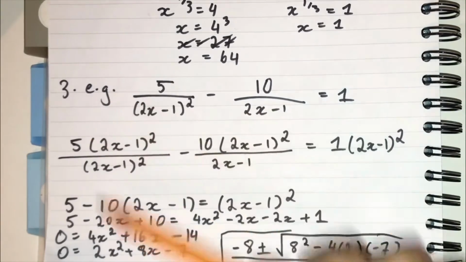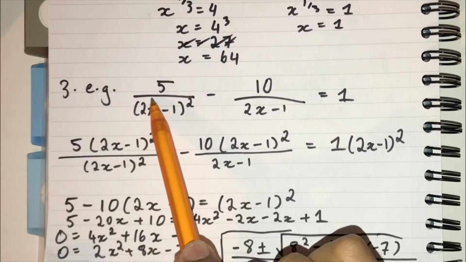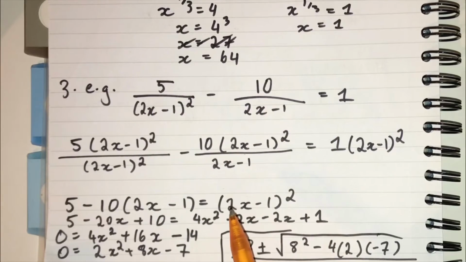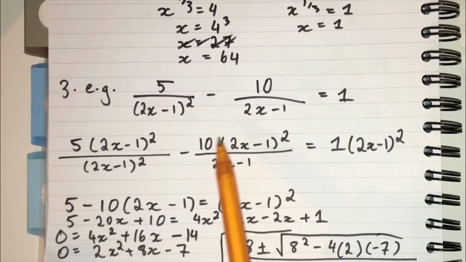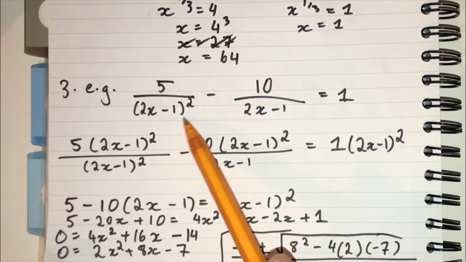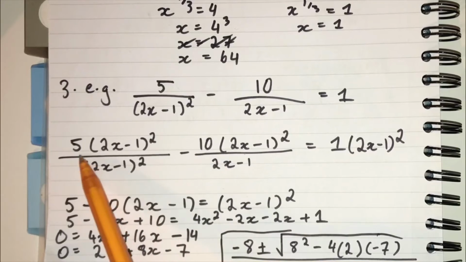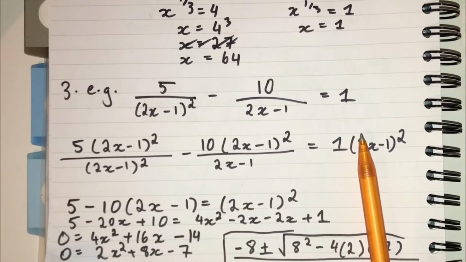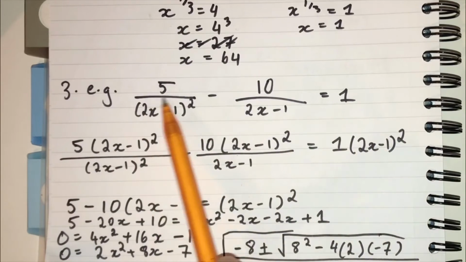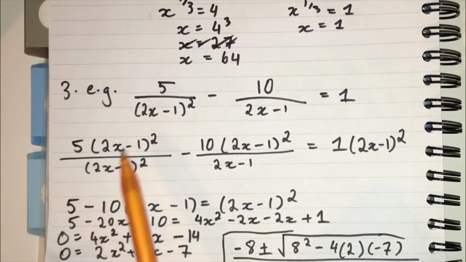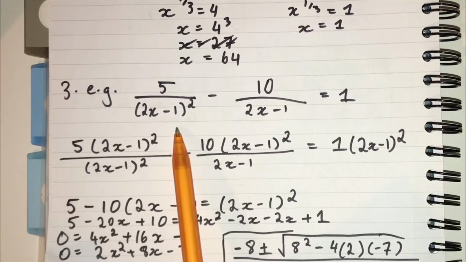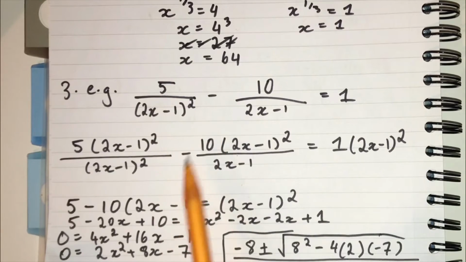Now, what you want to do is rid any number of the denominator. Luckily, you'll see that these two have a similar denominator. One just has a squared version of another. So we multiply every number in our sentence here by the largest power denominator. The largest power denominator in our case is 2x minus 1 squared. So we multiply everything by this.